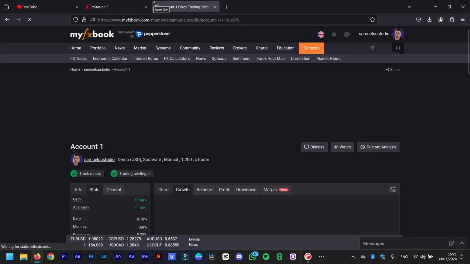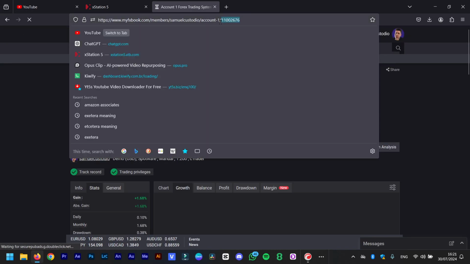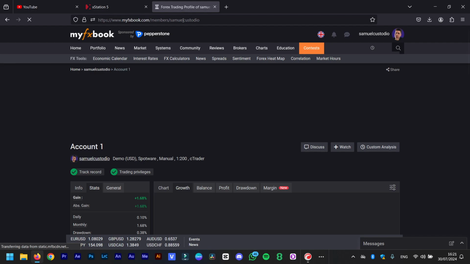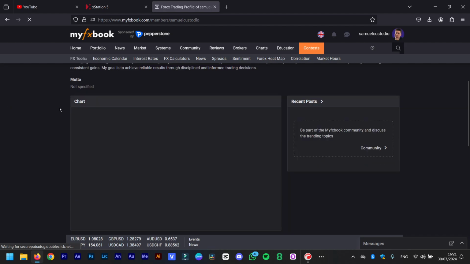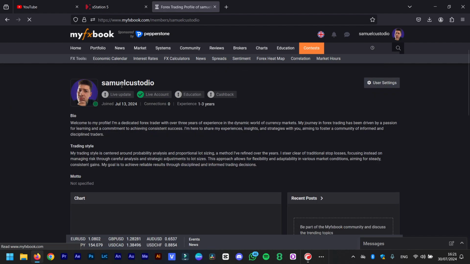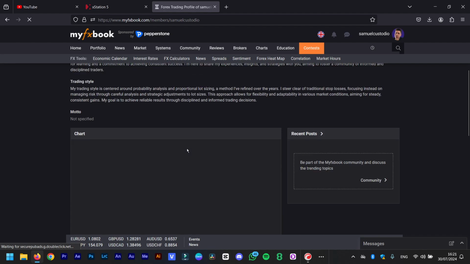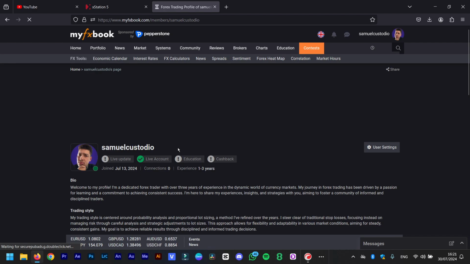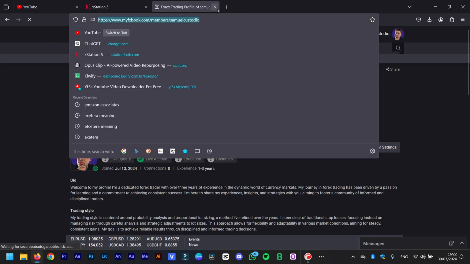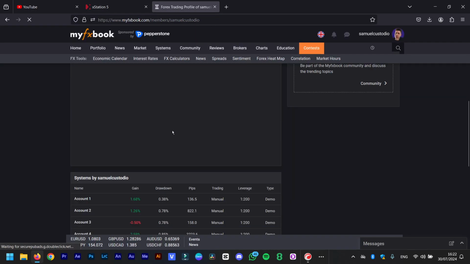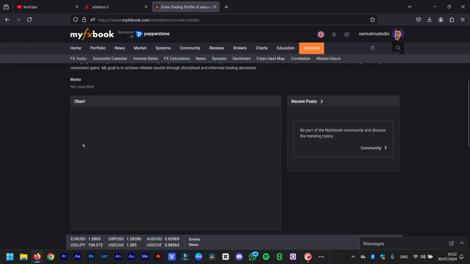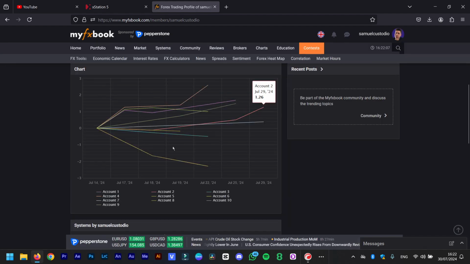Hold up. Yeah, so that's my account. That's my Myfxbook here, so you can actually check the progress. Why is it not showing? Hold up. I don't know what's going on with my internet, but my internet's pretty low these days. Yeah, the chart's supposed to be showing here. Ah, yes. Okay, here it is.